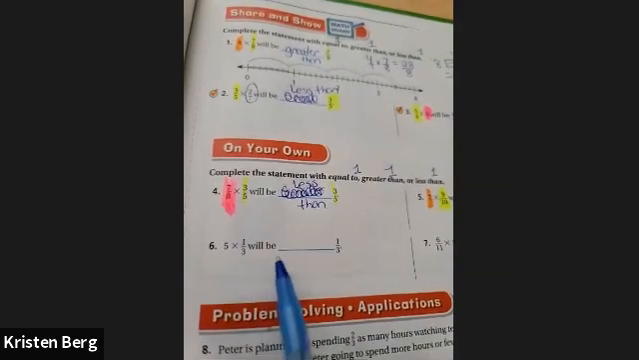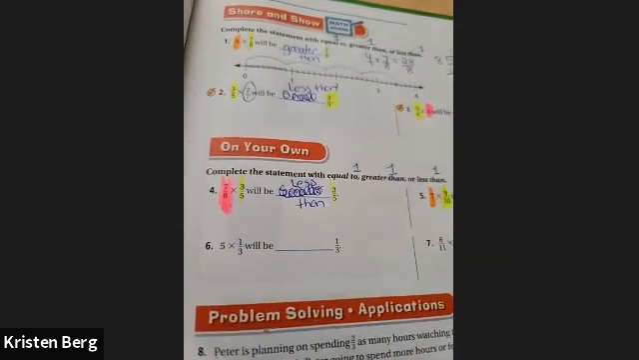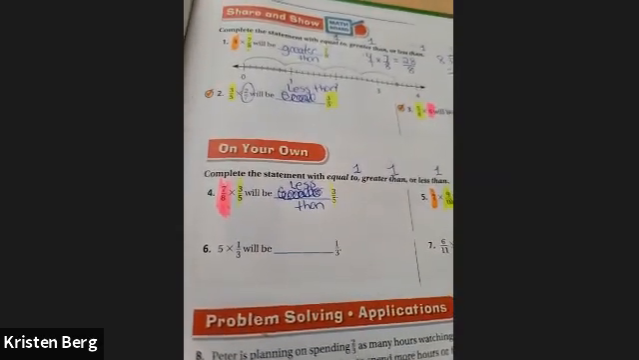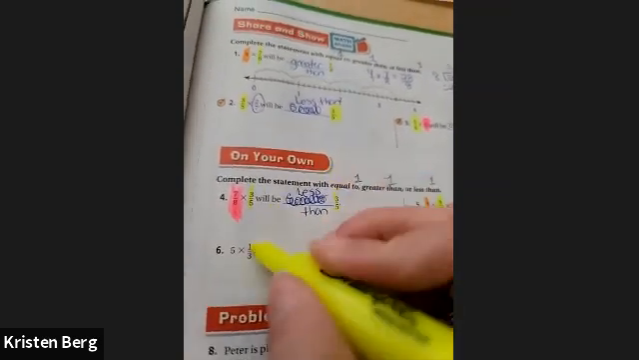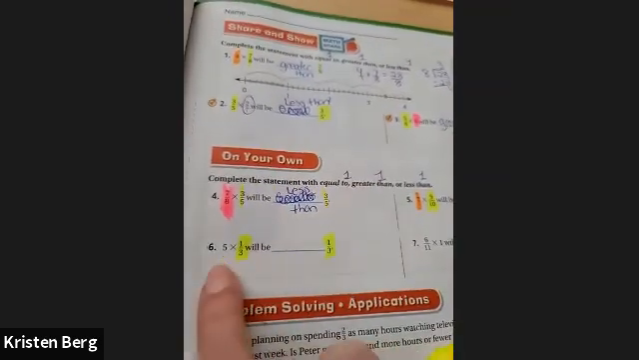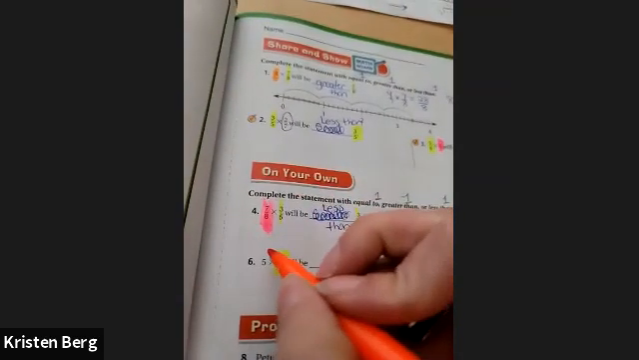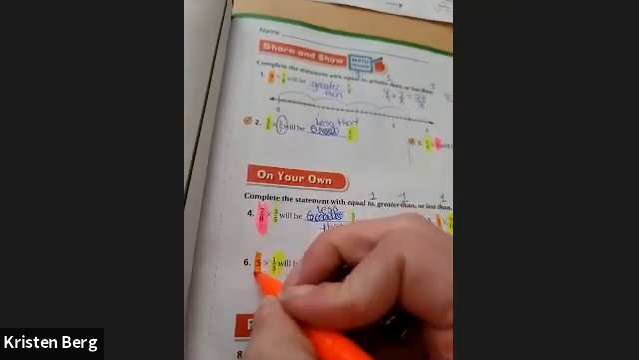Here, 5 times 1/3 will be blank to 1/3. So again, you're going to look at that fraction. They want to know, will the answer to this be greater than, equal to, or less than 1/3? In order to know that, you have to look at the other number. That's going to be the determining factor.